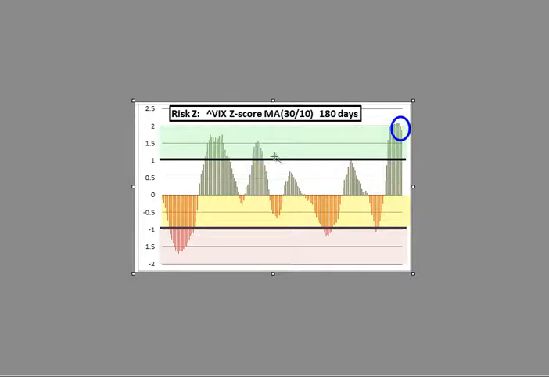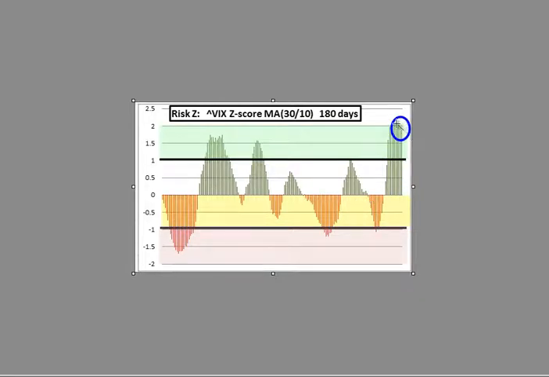So one thing that we have observed about the risk Z, which is the VIX index, the 30-period moving average divided by the 10-period moving average, and then computing a Z-score statistically, looking back the last 5,000 days for reference on the standard deviation. And then this is a time series of the last 180 days of that risk Z.